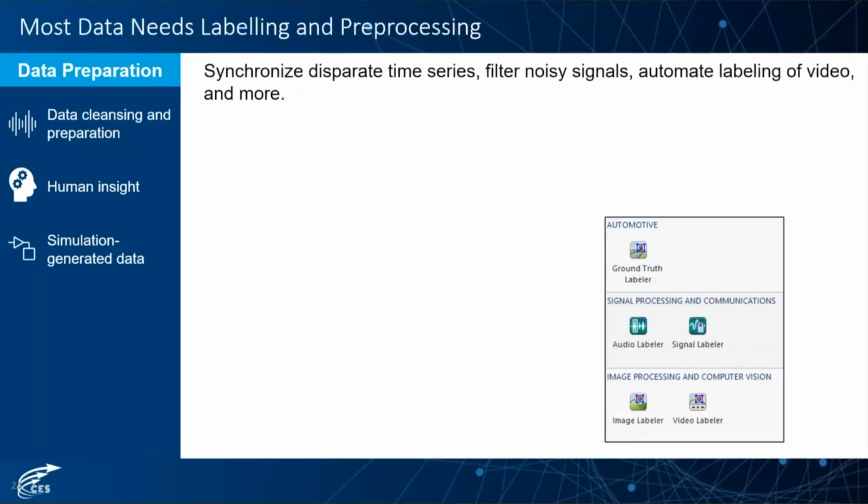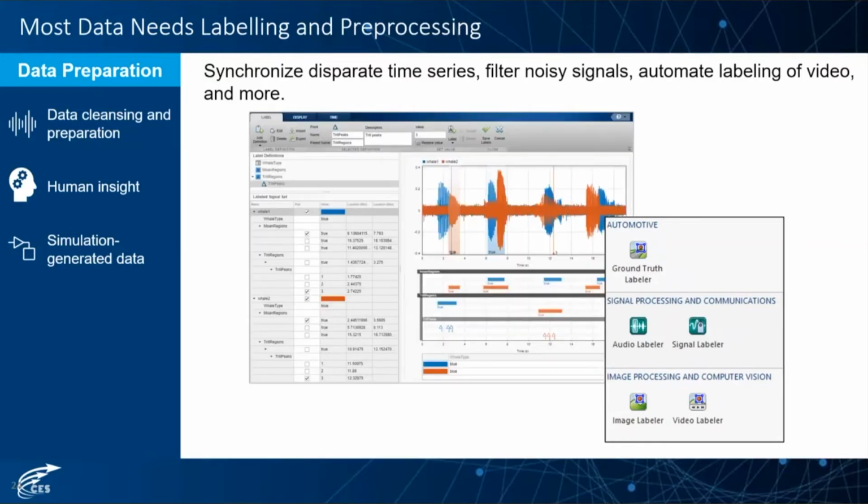For example, most data needs labeling and pre-processing. It needs synchronization between disparate time series. It needs filtering because of the inherent noise in the signal. Sometimes we have videos that require auto labeling as well. All of this can be time consuming and error prone. MATLAB provides different data labeling apps that enable you to label signals for analysis and for use in machine learning and deep learning applications. This, combined with other data pre-processing apps and capabilities, allows you to save enormous time and effort when it comes to data preparation.